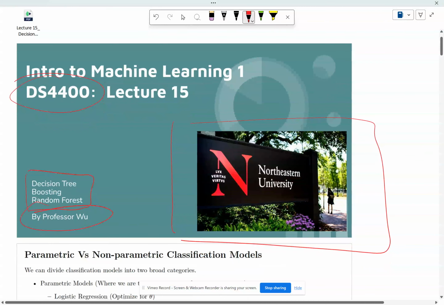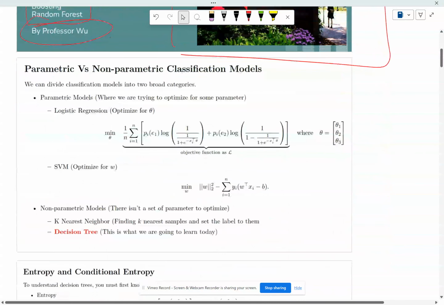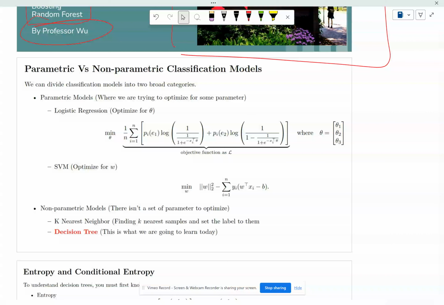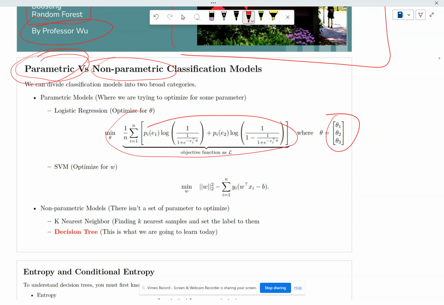Let's get started. Previously, we've gone through quite a few classification models. In general, classification models can be divided into parametric and non-parametric. Parametric is when you essentially have a function you're trying to learn, and there are these thetas, and you want to learn the theta. Once you learn the theta, you essentially know the function. For SVM, we're trying to find the weights. Once you know the weights, then you know how to do the classification.